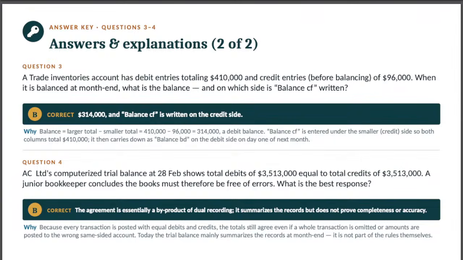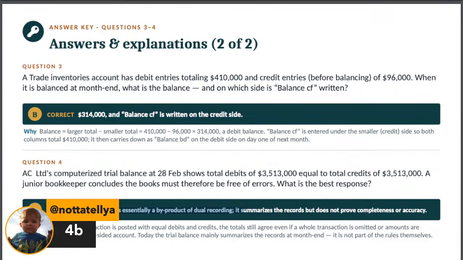Who would have thought? All right, now we're on to the final question here. Number 4: AC Ltd's computer trial balance on the 20th of February shows total debits of $3,513,000 equal to the total credits. A junior bookkeeper concludes the books must therefore be free of errors. The correct answer, of course, is B. The agreement is essentially a byproduct of our dual recording, as we've seen before. It just summarizes the records but does not prove completeness.